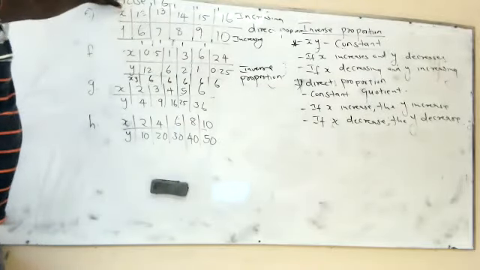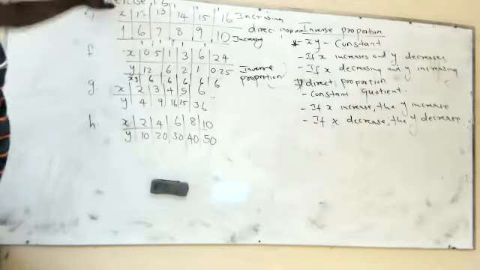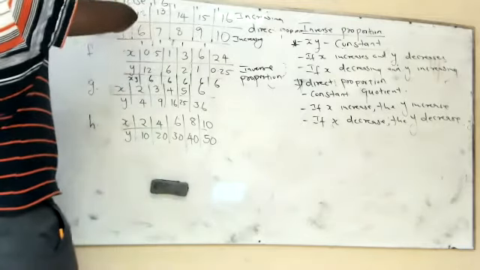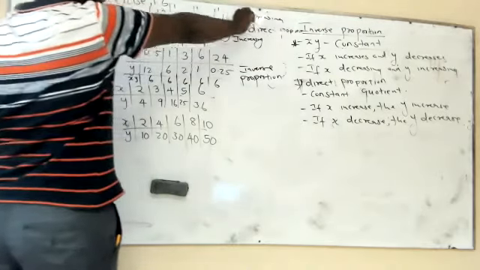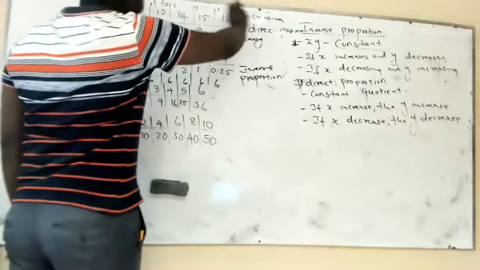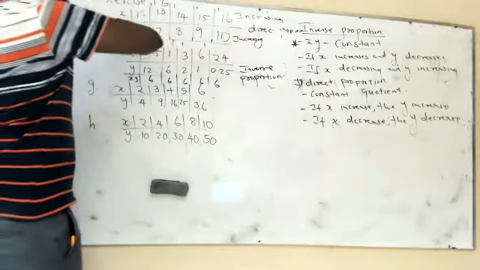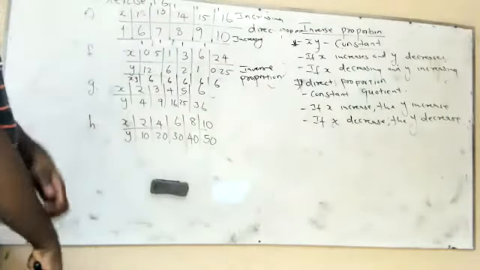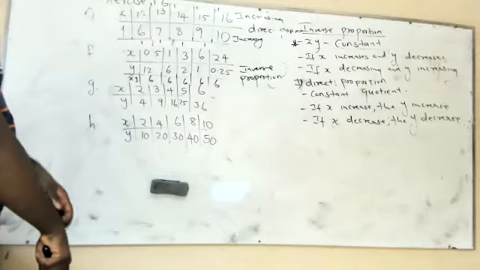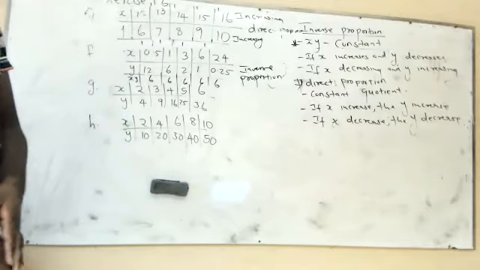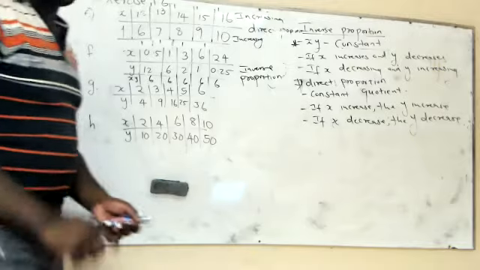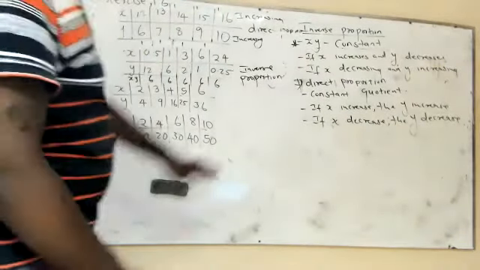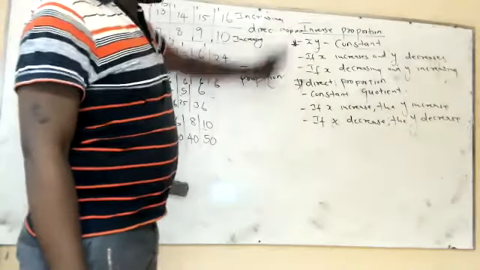Okay, and then the last condition there, it says if x is decreasing, if you find that the values of x are decreasing, it's a must that the values of y must also be decreasing. That is how you check for the direct proportion. Are we all together? Okay, so I've given you enough explanation about the direct proportion and the inverse proportion.